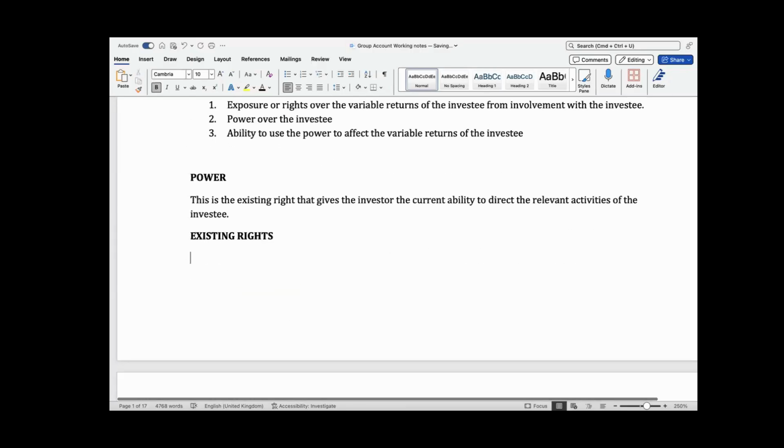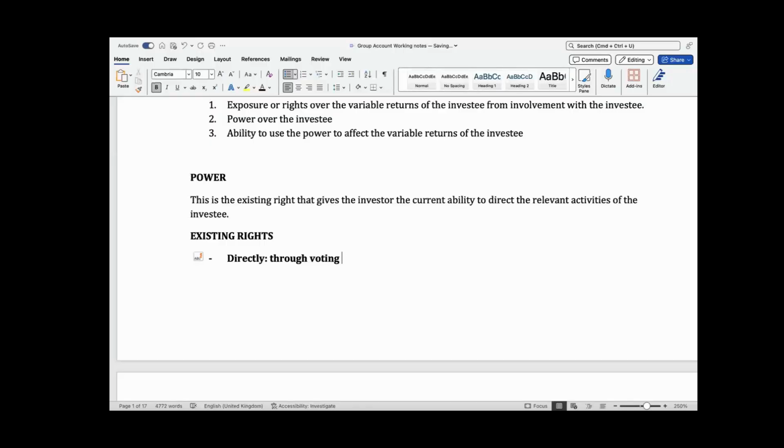Okay. So these rights could either be obtained directly through voting rights, by buying equity interests in the investee of above 50%. So this right can either be directly through voting rights by buying equity interest in the investee of above 50%. It gives you that power.